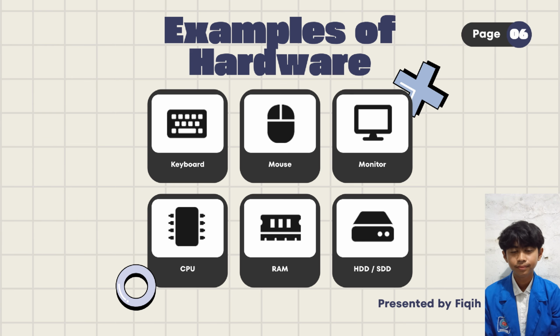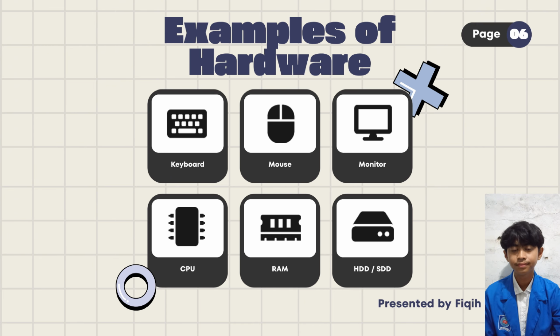Next, examples of hardware. There are quite a few hardware components out there, but the most common ones are the keyboard, mouse, monitor, CPU, RAM, and HDD or SSD. These are things that are probably already familiar, but maybe not what each one actually does.